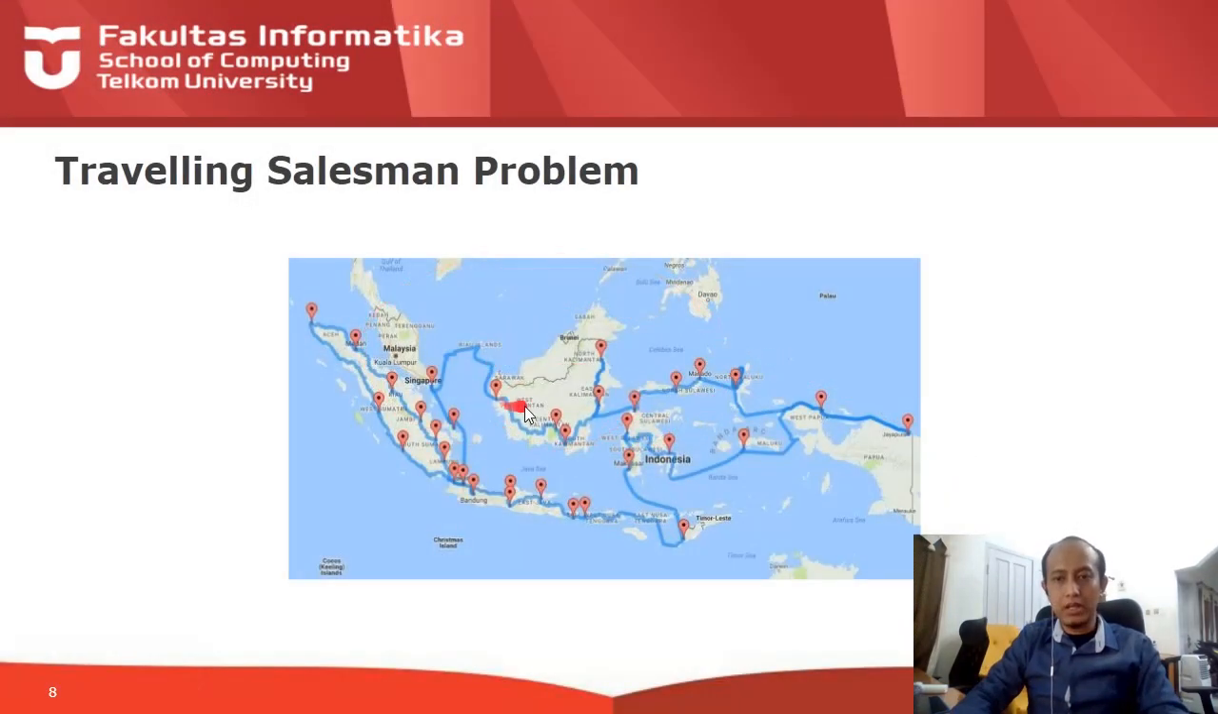So this is a traveling salesman problem. The problem is, starting from an origin, you need to visit all of the other cities exactly once, then go back to the origin city in the shortest possible route. So how do we model genetic algorithm solutions for this problem? Let's see.